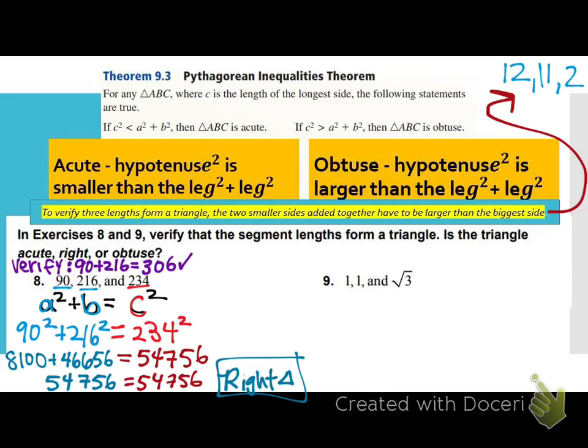All right, and then number 9, again, we've got to verify. We need the two smaller side lengths and see if they're bigger than the longest side length. We've got a 1 and a 1 and a square root of 3. What is the square root of 3 approximately? Yeah, it's about 1.7. So we would need to know that 1 plus 1 is bigger than the square root of 3. What's 1 plus 1? 2. Is it bigger than the square root of 3? Yes, so this is a triangle.